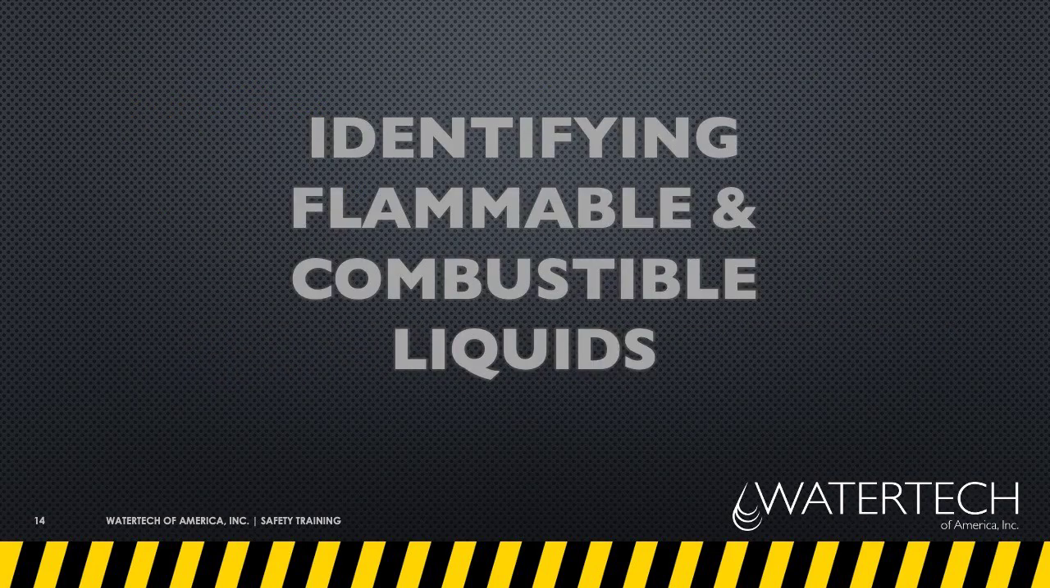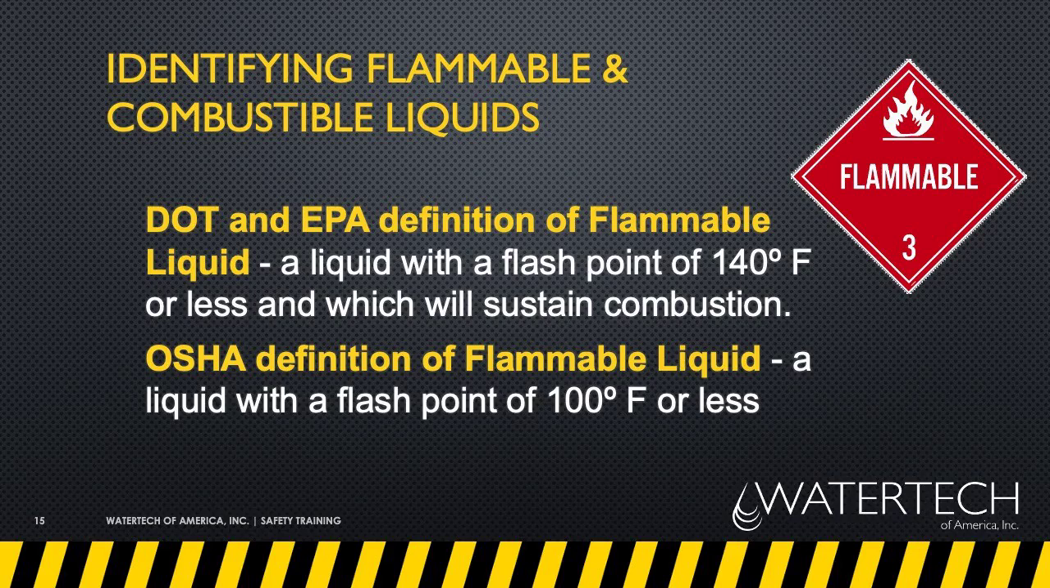Now we will look at how to identify flammable and combustible liquids. The DOT and EPA define a flammable liquid as one with a flash point of 140 degrees Fahrenheit or less and which will sustain combustion. OSHA defines a liquid as flammable with a flash point of 100 degrees Fahrenheit or less.